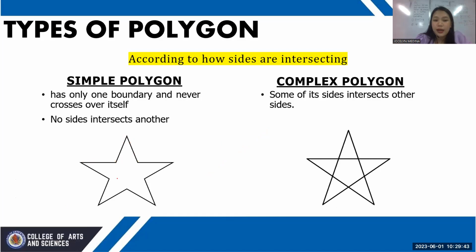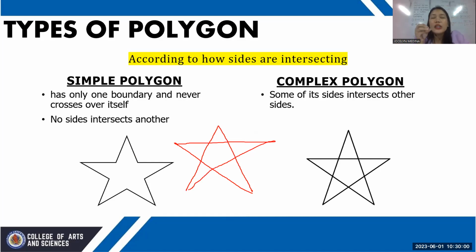Pero dito sa complex, paano ba? This is one side. This is another side. Where is the other side? Merong side dyan na nag-i-intersect. May isa pang side, nag-i-intersect naman yun. So kapag ini-intersect niya yung sides, that is a complex polygon.